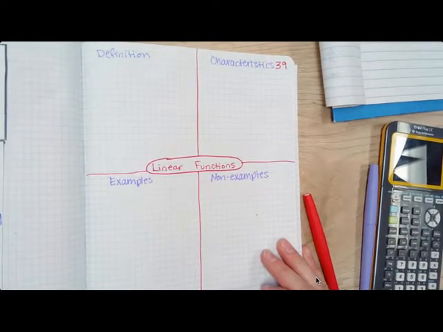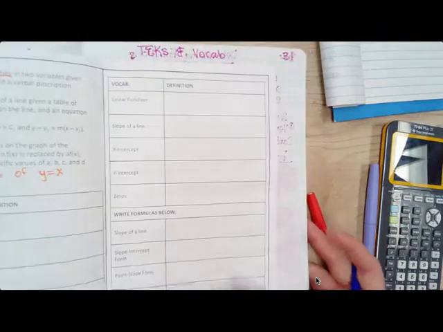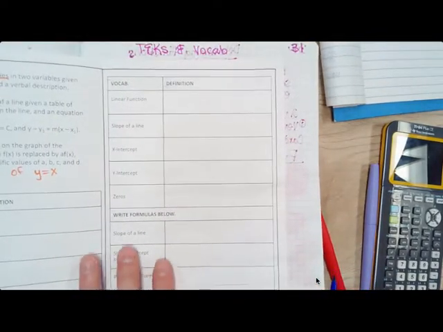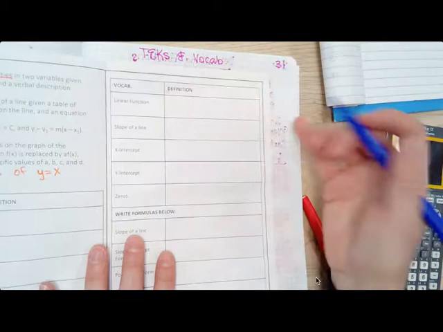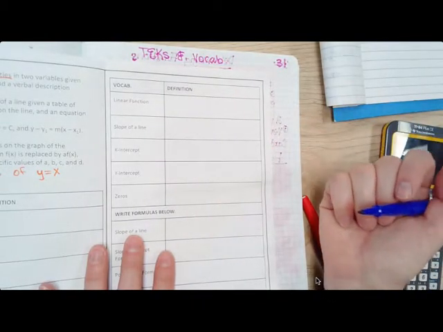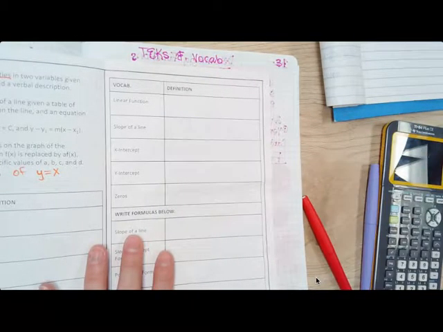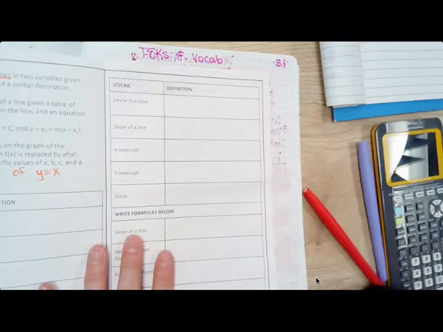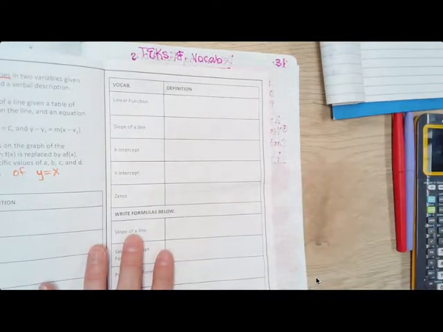Okay, so starting with definition. You should have, over on page 31, definition of a linear function. So everybody look at page 31. And this was from our Quizlet that we had the definitions. It's right behind the divider, unit divider.